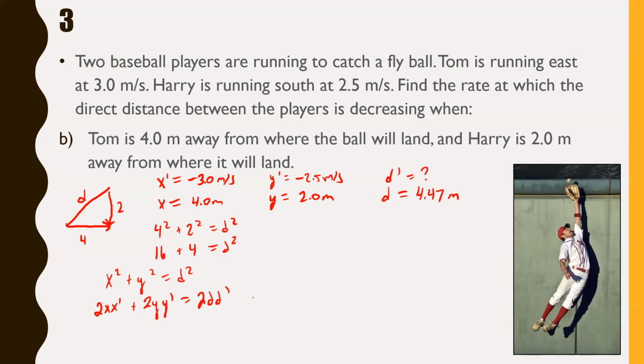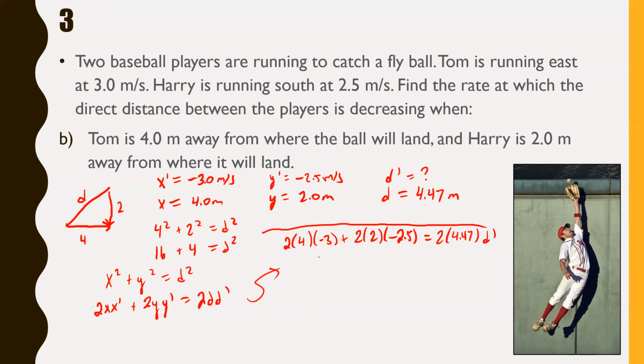Anyway, long story short, we have all this information. So just like before, let's plug these numbers in. I'm interested to see if d prime is different this time around. So in other words, if the rate of change of the distance between these guys has changed now that they're closer. No promises, no guarantees. Let's find out. So we're going to see 2 times x, which is 4, times x prime, which is -3, plus 2 times y, which is 2, times y prime, which is -2.5, equals 2 times d, which is 4.47, times d prime, which is what we're looking for.